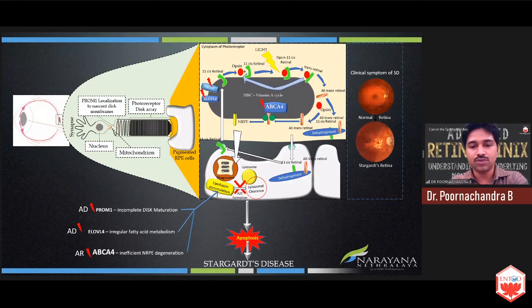So this is the cartoon showing the final common pathway irrespective of the gene involved. This is the final common pathway where there will be excessive accumulation of lipofuscin or A2E formation, which the lysosome fails to degrade, eventually resulting in cell apoptosis. And the clinical manifestations can vary.